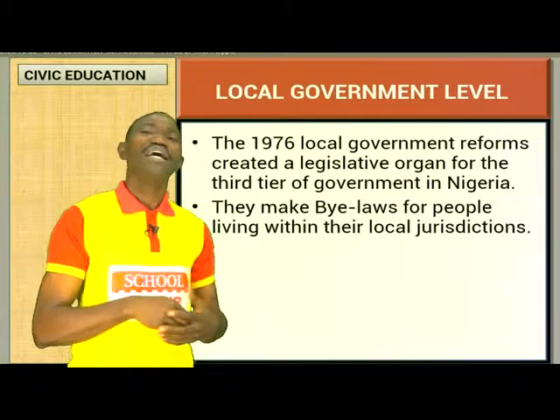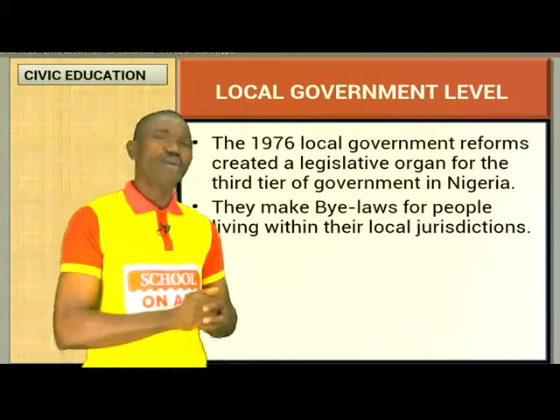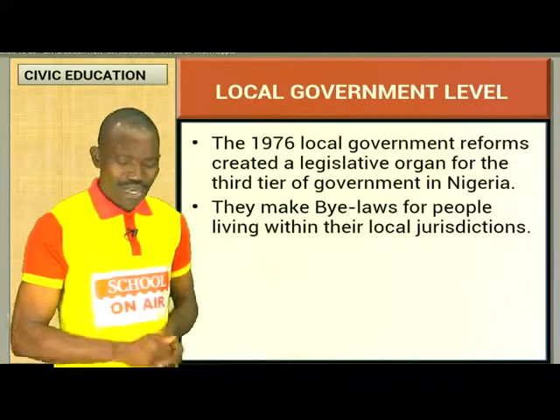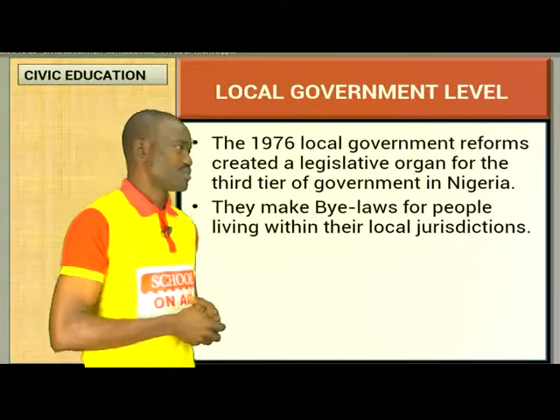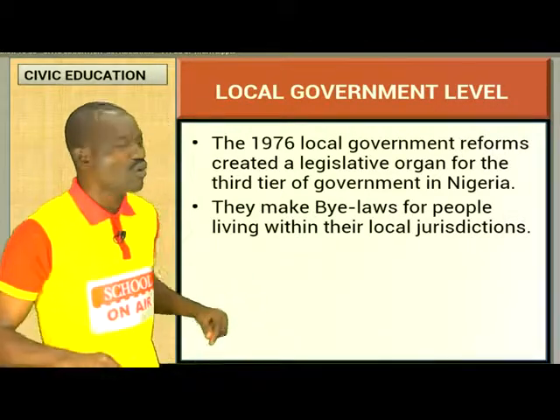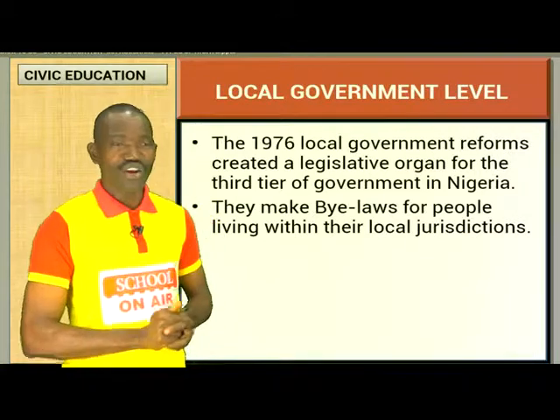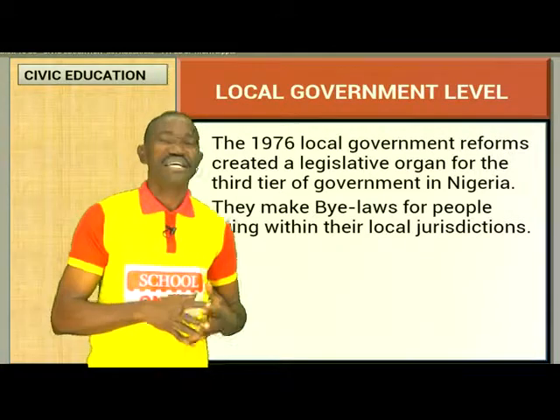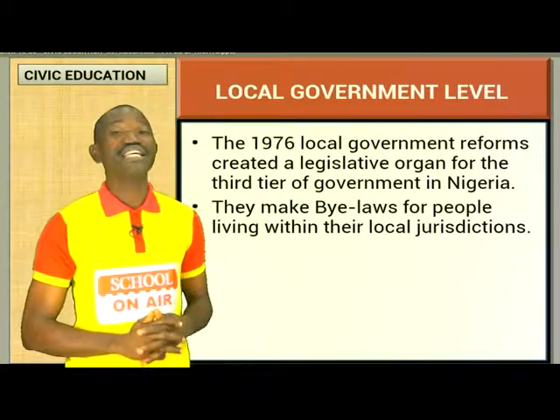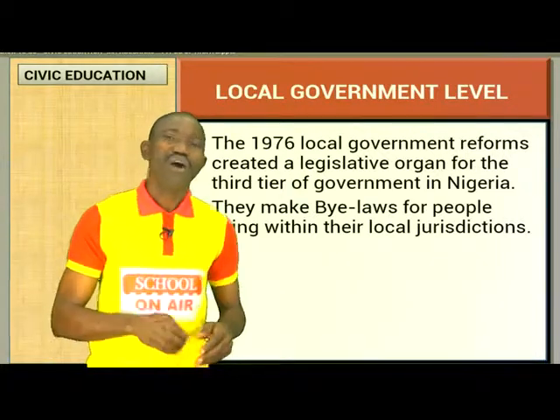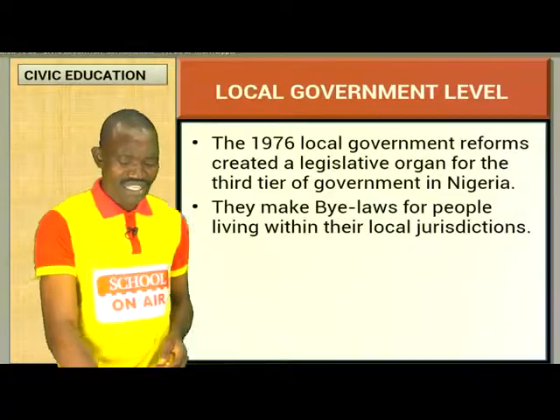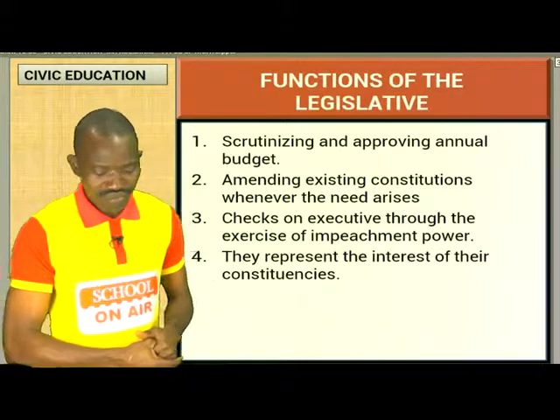The laws made by the local government councillors are not called Act of Parliament, but bylaws. They make bylaws for people living within their local jurisdiction. In other words, laws made by the councillors in Etiosa local government in Edo State are not binding on the people of Etiosa local government in Lagos State.